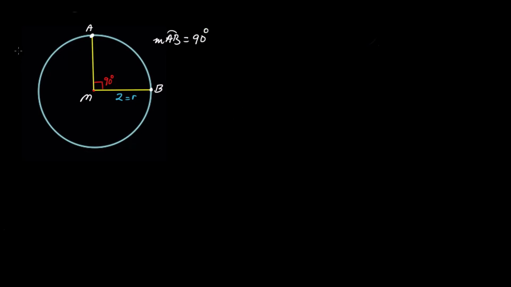Now, what I want to know is, what's the length of this arc? In other words, if we were to take a tape measure, how much would that length be? Well, if you remember, the circumference of a circle is given by the formula 2 pi r. The circumference of this circle is 2 times pi times the radius, which happens to be 2. So the circumference is 2 pi r, or 4 pi, correct?